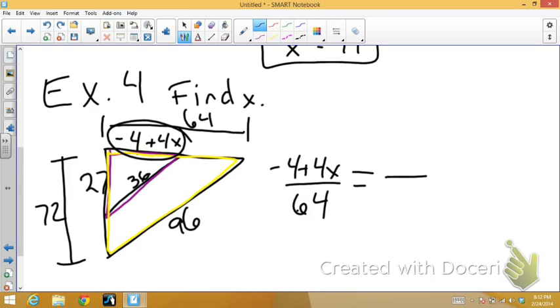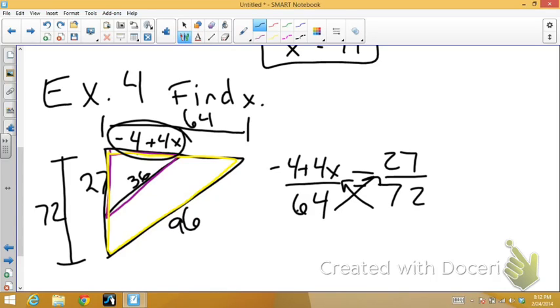Now we must pick something from the small triangle. I either have 27 left or 36 left. It doesn't matter which one we pick, as long as we then pick the corresponding side. So I'm going to pick 27. Corresponding to that is 72. Again, we cross multiply and solve.